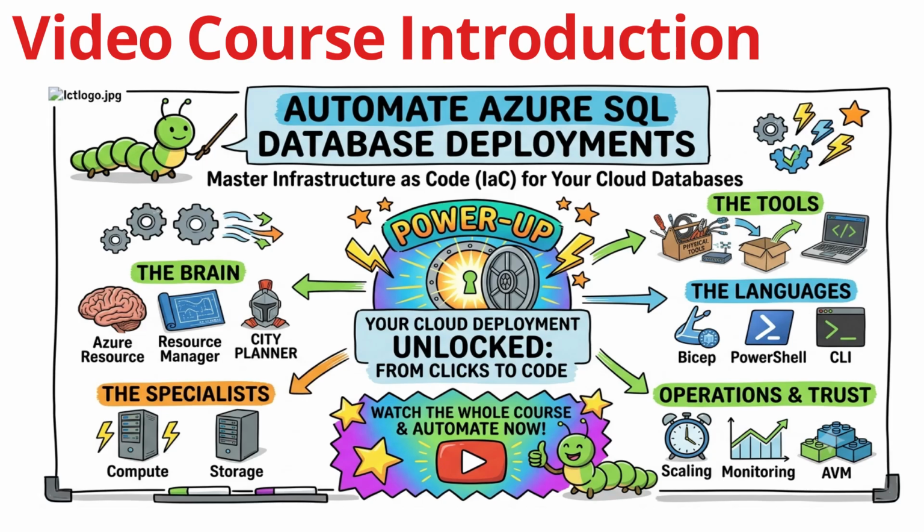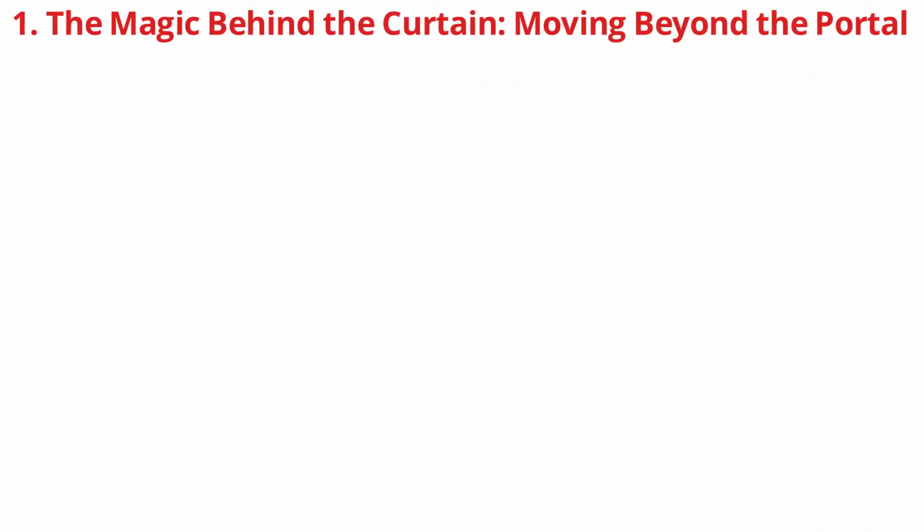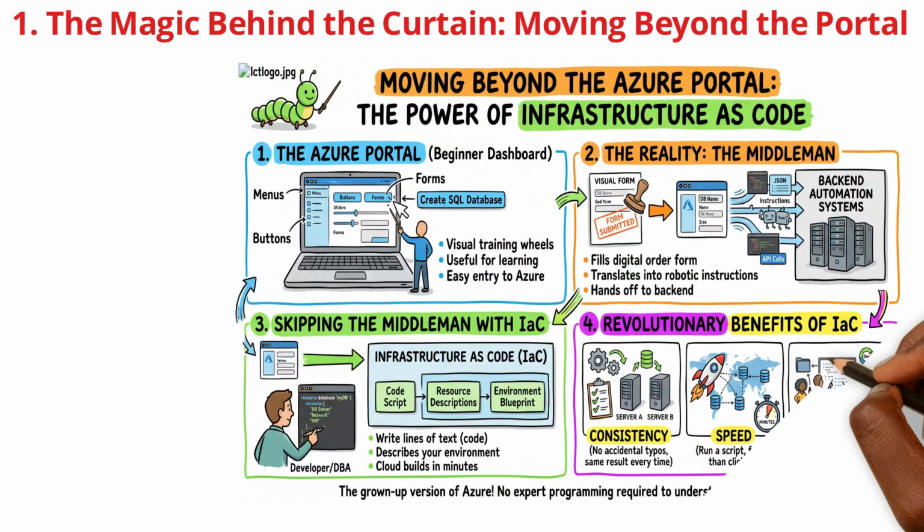We will explore how the Azure Resource Manager, ARM, coordinates building services, and how you can use tools like GitHub and Visual Studio Code to manage your infrastructure scripts. You'll learn how to replace error-prone manual clicks with clean Bicep code and automated PowerShell scripts, giving you complete control over your cloud environment.